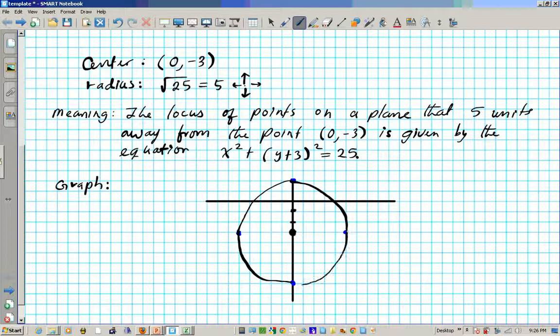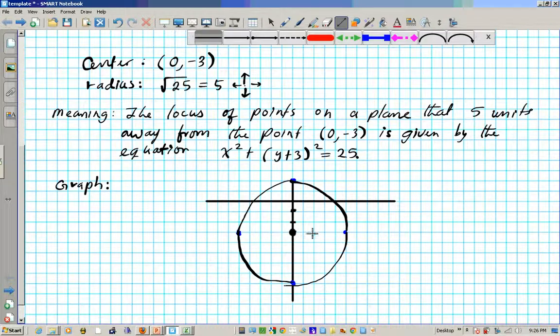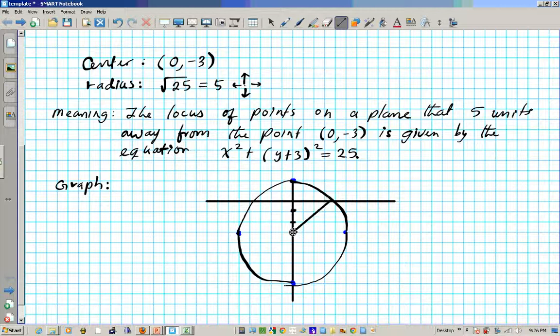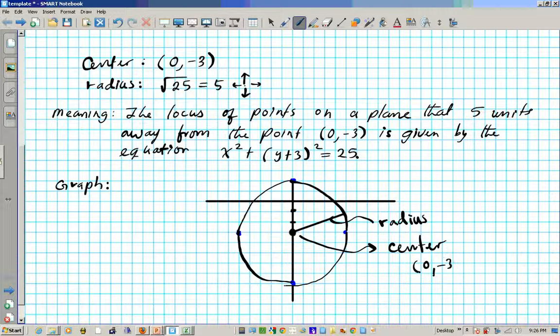There you have your circle. Just indicate what your radius and your center are on the circle, and that will suffice. This is your radius right here, and that is your center. The coordinates of your center are (0, -3), and your radius r is equal to 5.